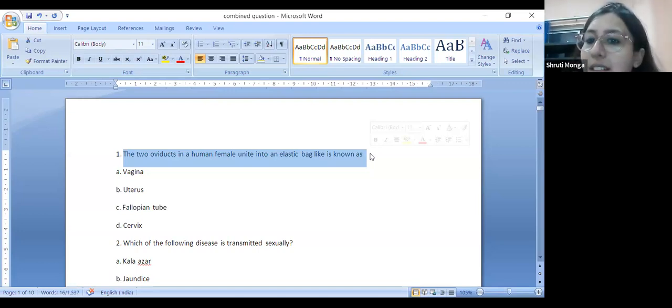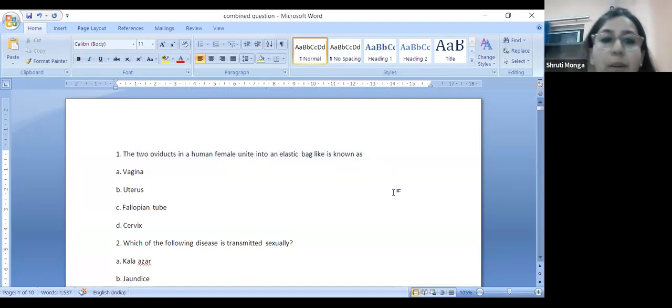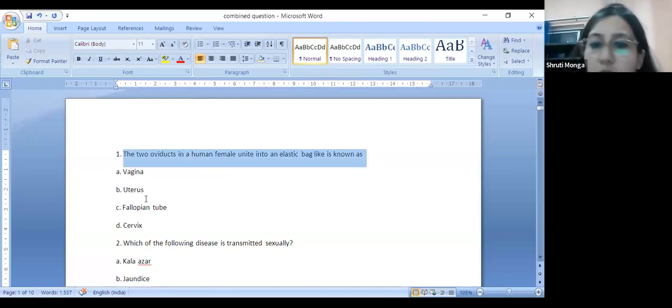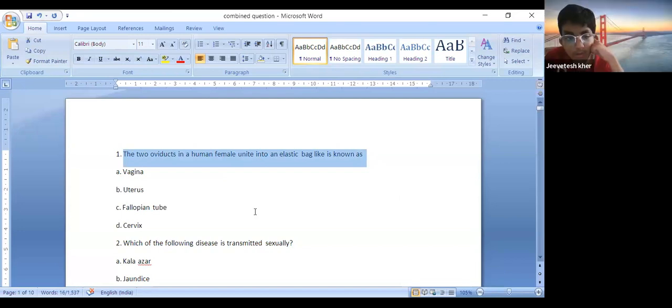You knew the answer, you know everything, but the mistake was that you read the question in a hurry and then came to the conclusion. This you don't have to do in your exam. You have to give some time to reading the question. Obviously the answer is correct: the two oviducts in a human female unite into an elastic bag-like structure known as the uterus, right?